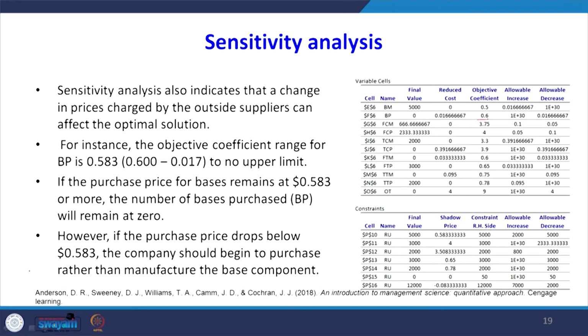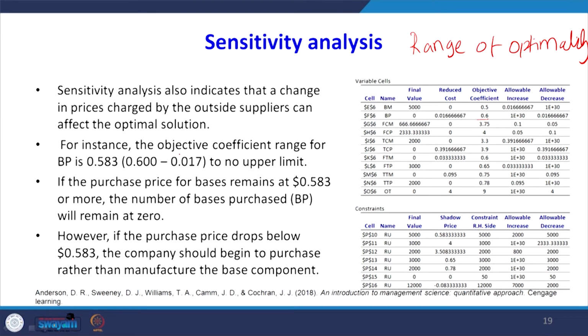The sensitivity analysis also indicates that a change in prices charged by the outside suppliers can affect the optimal solution. Actually, what we are talking about is the range of optimality. Remember, when I was explaining sensitivity analysis, I explained two terms: one is the range of optimality, the second one is the range of feasibility. What is the range of optimality? It is the allowable change of the coefficient of the objective function.